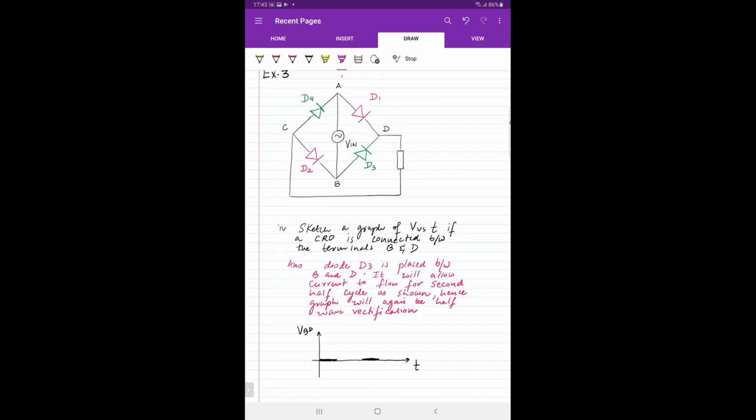So connecting the CRO between the terminals B and D is as good as saying that now we are trying to look at the behavior of the green diode, because the green diode D3 is positioned between the terminals B and D. इसकी reasoning मैंने क्या लिखी है? The diode D3 is placed between B and D.